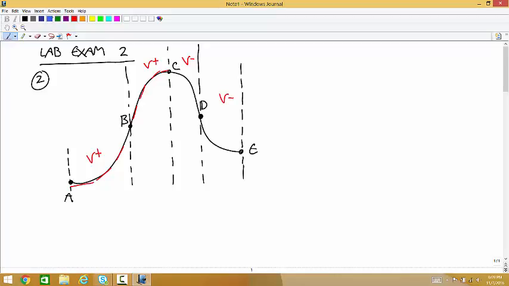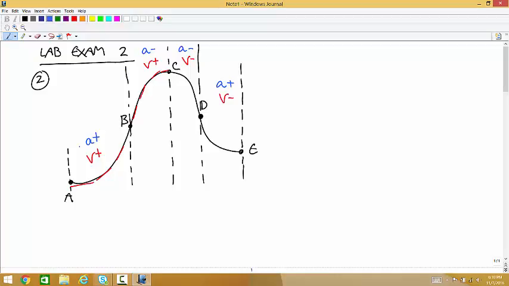And now for the acceleration, we have to think about whether it's concave up or concave down. If it's concave up, like a cup, that's positive acceleration. So it's concave up from A to B. Concave down from B all the way to D. And then concave up again from D to E. And then you can use that information to tell you where it's speeding up and slowing down.